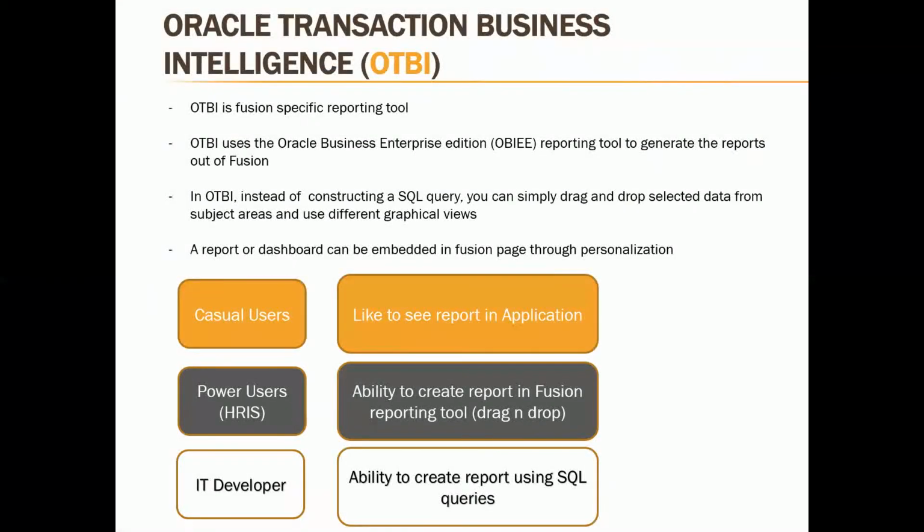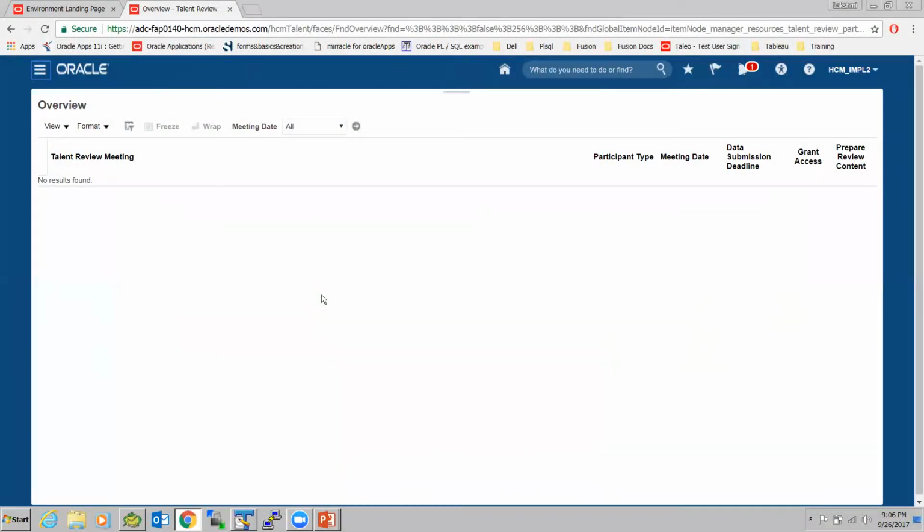The other kind of user is power users, like HRIS people, an HRIS manager, a benefits administrator, a learning administrator, a career progression consultant, or typical HR users. Apart from the data delivered onto their home pages and dashboards, they want additional data pulled, and they don't know SQL queries or anything.